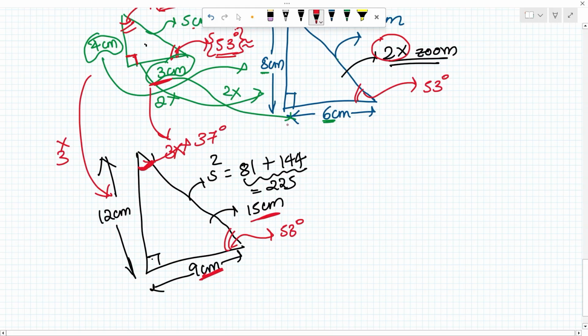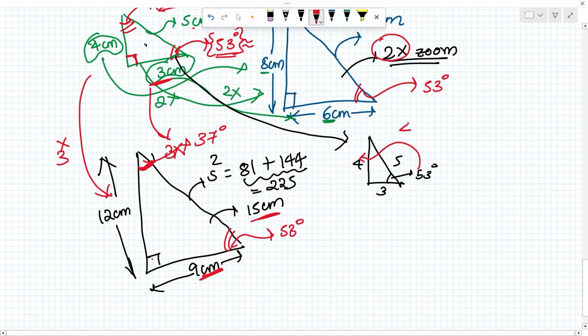What this means is, let me take this triangle. This is 3, this is 4, this is 5. This angle is 53 degrees. So what is the length of side opposite to 53 degrees? It is 4 centimeters. In this triangle, the length of the side opposite to 53 degrees is 8 centimeters. In this triangle, the length of the side opposite to 53 degrees is 12 centimeters. There is nothing special about this.